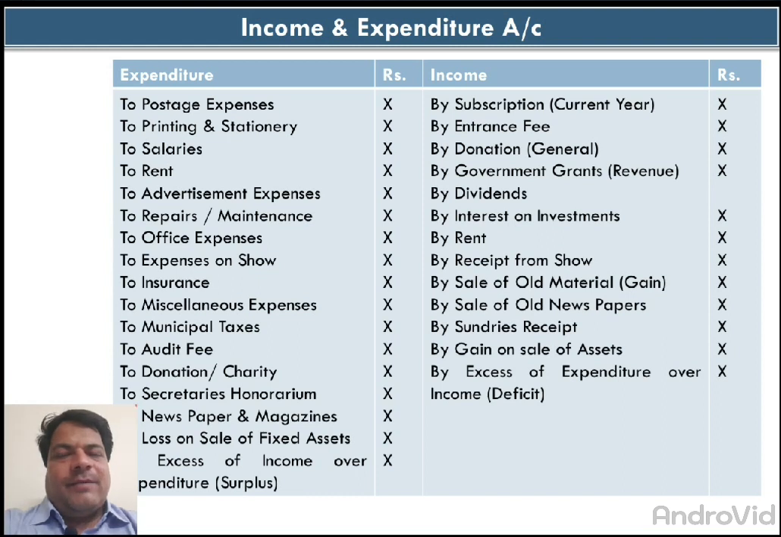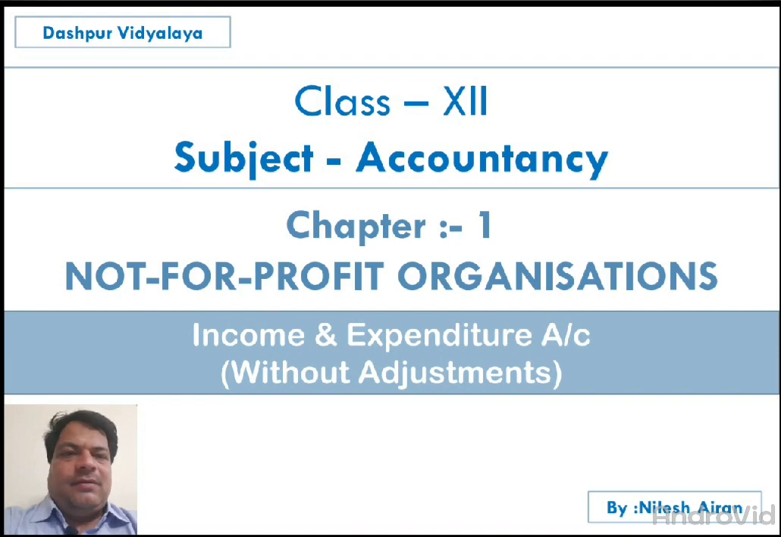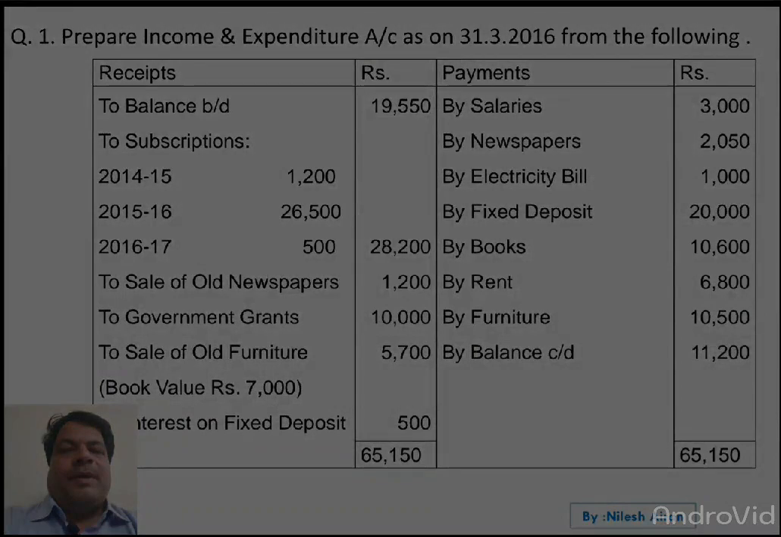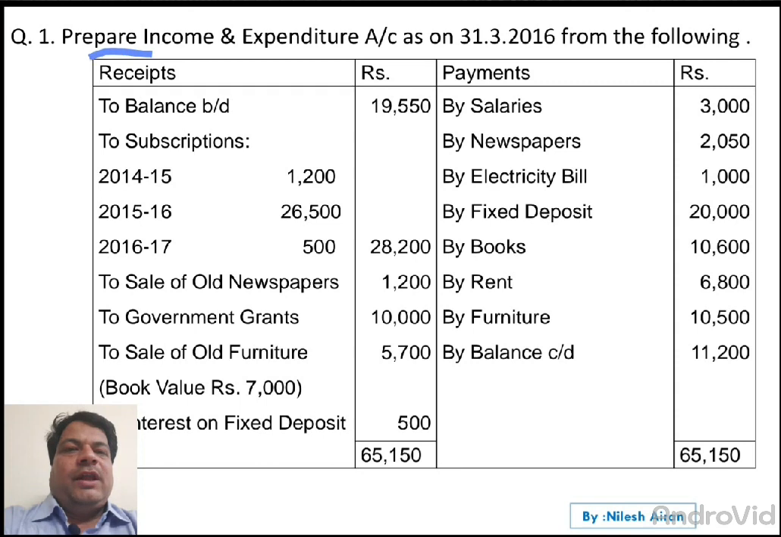But while preparing the income and expenditure account, we must know that only current year's items are recorded in this account, and only revenue items are recorded in this. Let's see one example. This is the receipts and payment account we are given here. All the receipts are given in the debit and all the payments are given in the credit.